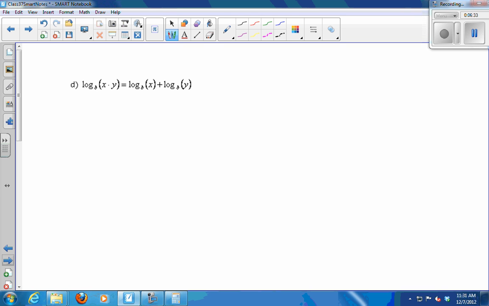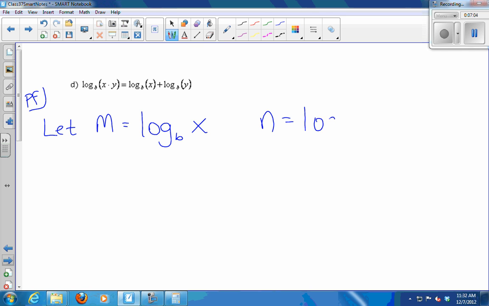So this is just a little explanation or a proof of why this law is what it is. Let a be log base b of x. Oh, I don't like those letters because I already have a b. Let's use m. M will be log base b of x, and n will be log base b of y.